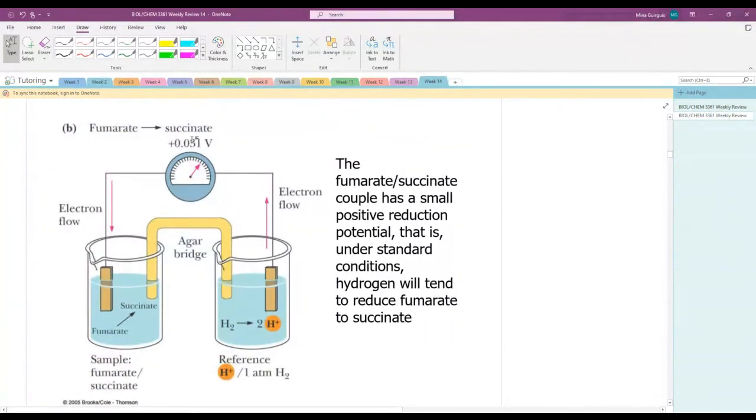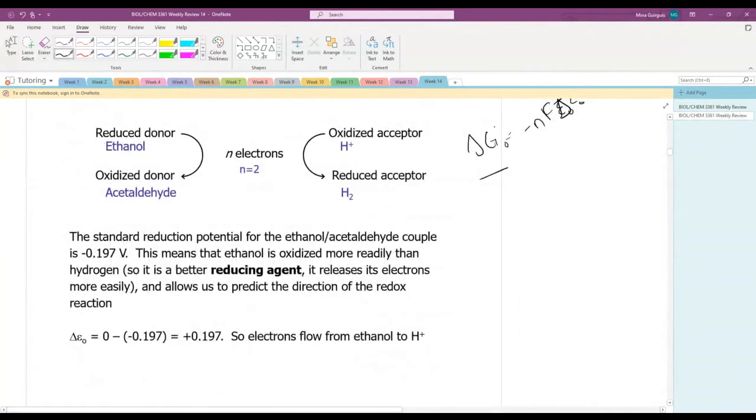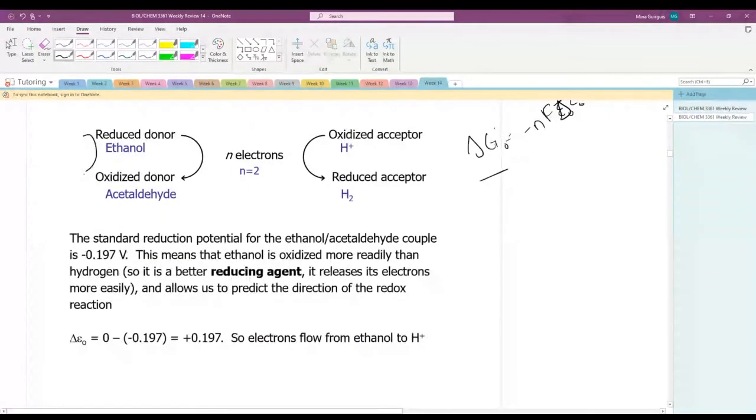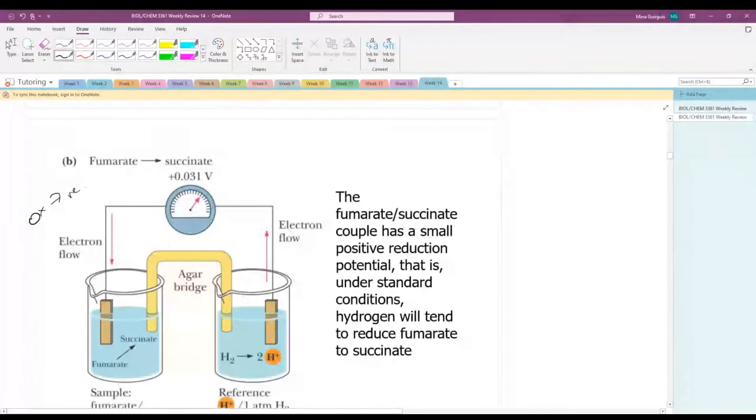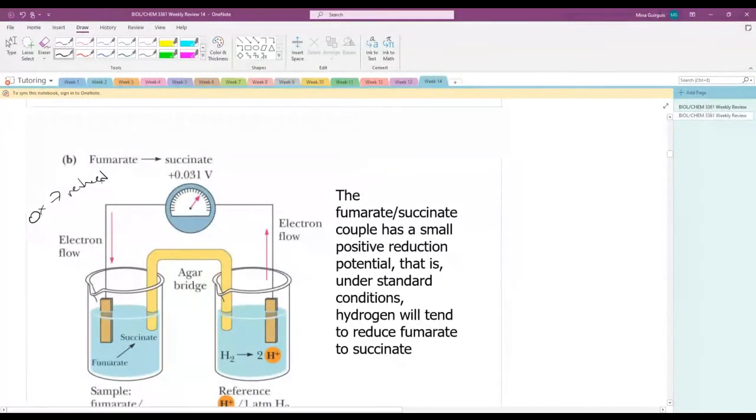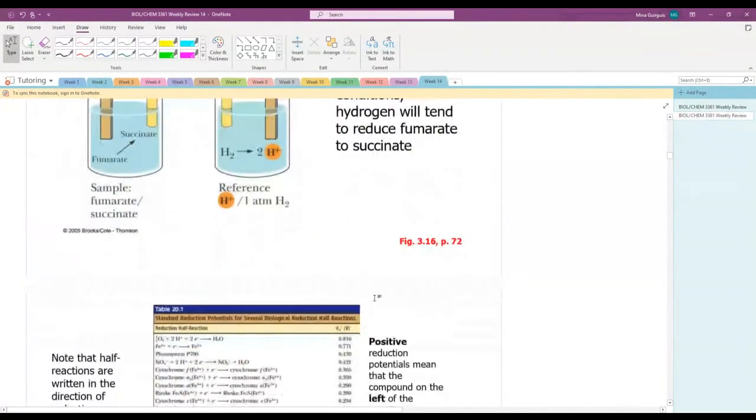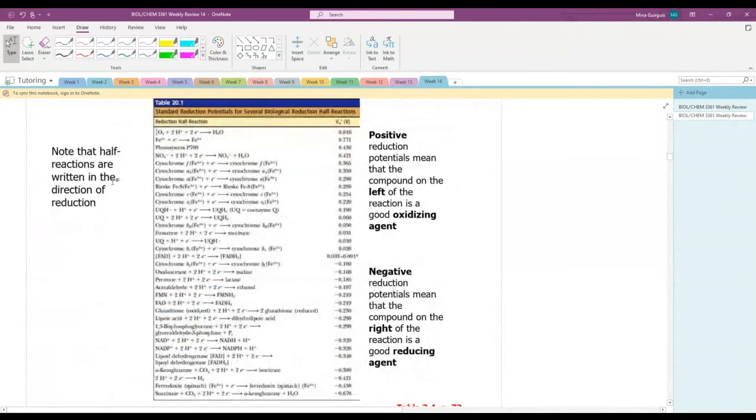reduction potential of this one is positive. In other words, whereas this one was negative and went from reduced to oxidized, this one is positive, so it's going to go from oxidized to reduced. Exactly, so it'll reduce fumarate to succinate. So here is the table of standard half reactions. It's always written in the form of the reduction.